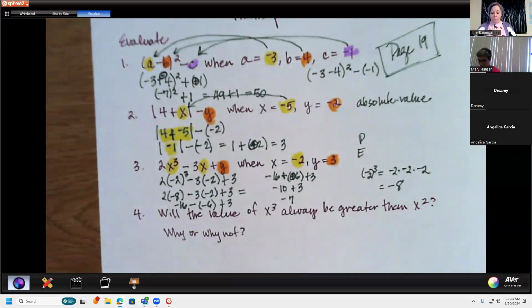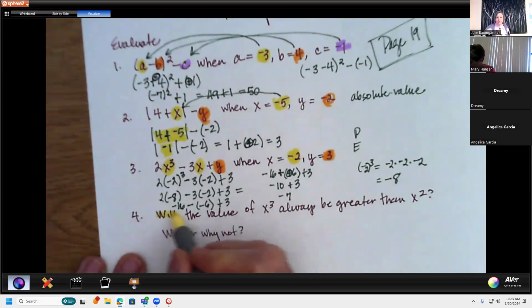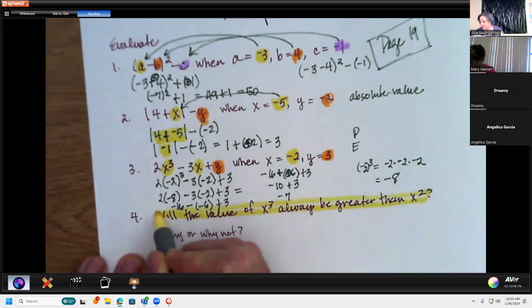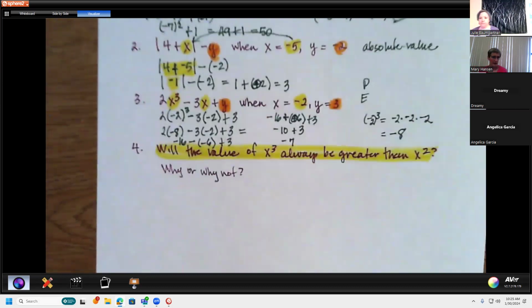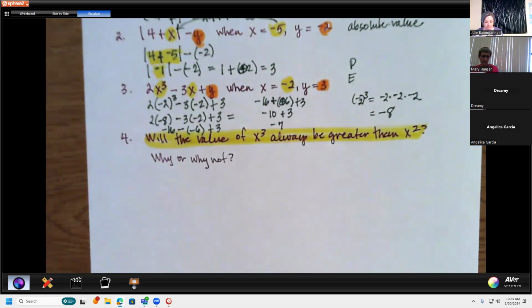Okay. So question 4 is actually right out of page 19, because I think it's a really good question in terms of thinking about numbers. Will the value of x cubed always be greater than x squared? Remember, x cubed means I'm going to take the number and multiply it by itself 3 times. X squared means I'm going to take a number and multiply it by itself 2 times. And so what are your thoughts? Let's get some answers in the chat on yes or no.